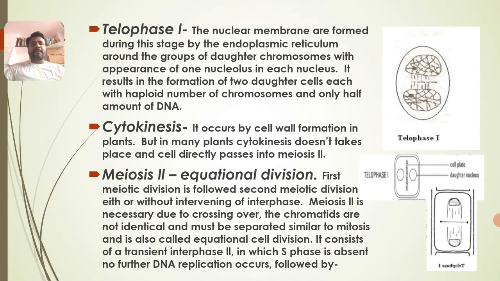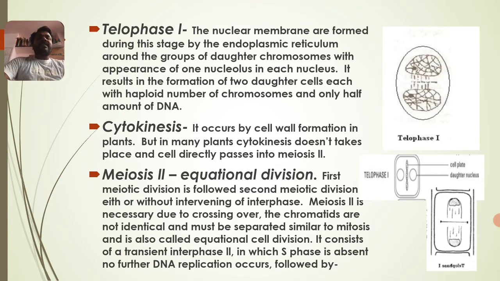So let us study meiosis II, which is commonly called equational division. Meiosis I is called reductional division and meiosis II is called equational division. But the total meiosis is often called a reductional cell division because the daughter cells contain half the number of chromosomes. A diploid cell divides and produces haploid cells.